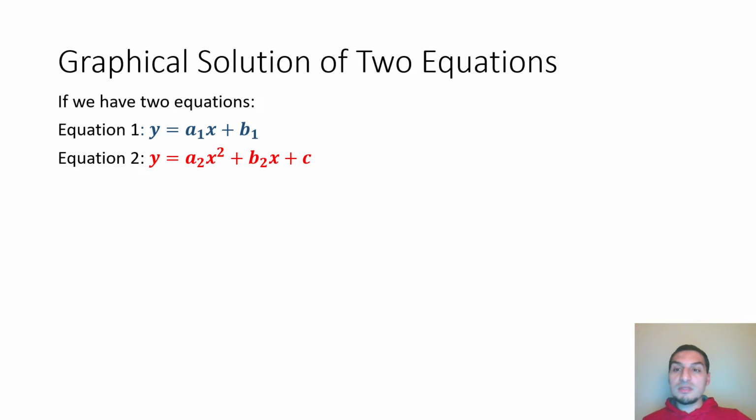This point is about the solution of two equations simultaneously. So let's say we have two equations, equation 1 and equation 2. This is a linear equation, this is a second order polynomial equation. It can be a polynomial or any other equation, but let's say we have these two equations together and we want to solve them. What I mean by solving these two equations simultaneously is to get the values of x and y that satisfy the two equations.